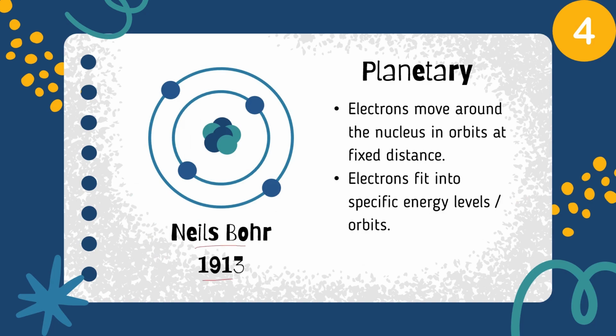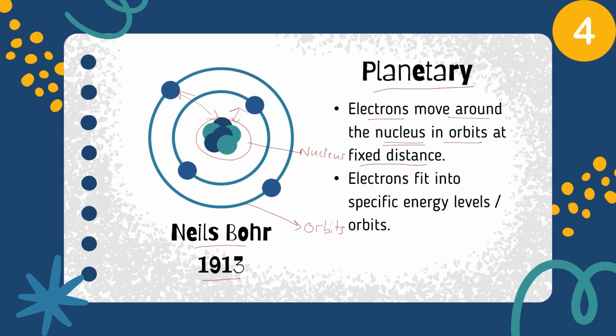Niels Bohr in 1913 stated that electrons move around the nucleus in orbits at a fixed distance. This is the nucleus, and the electrons are at a fixed distance, revolving in their orbits. Electrons fit into specific energy levels or orbits. These are the energy levels, which we call orbits.